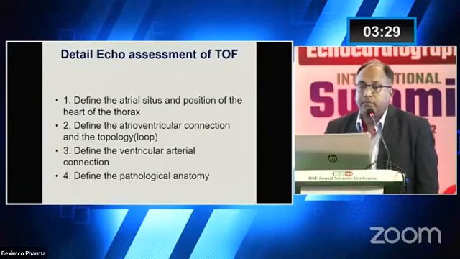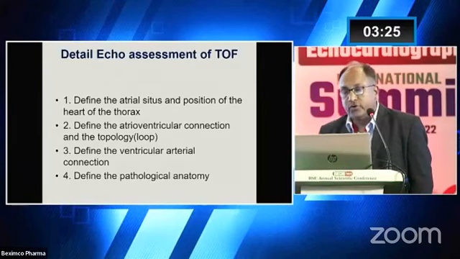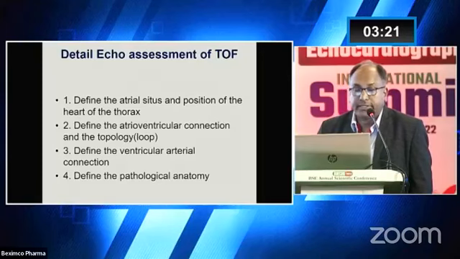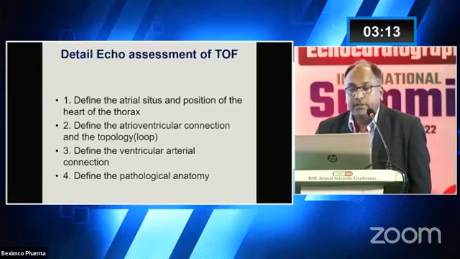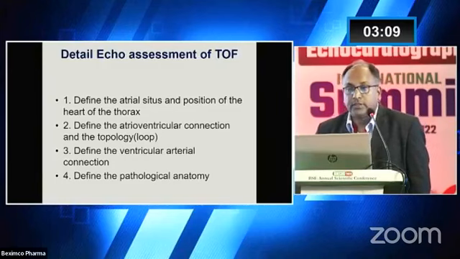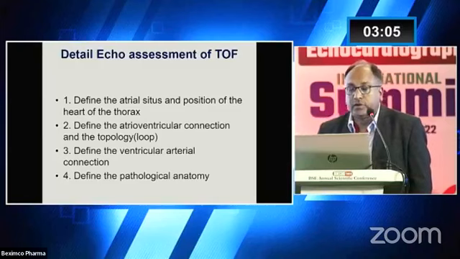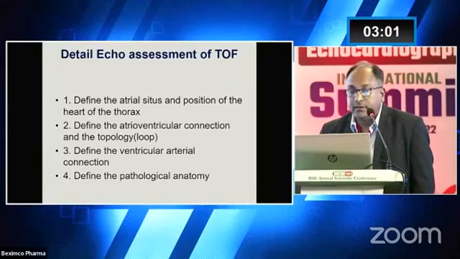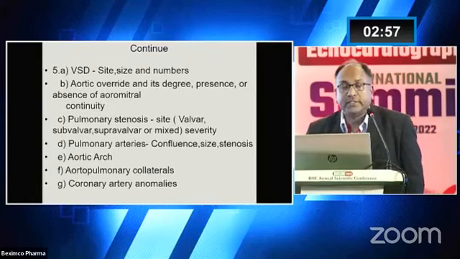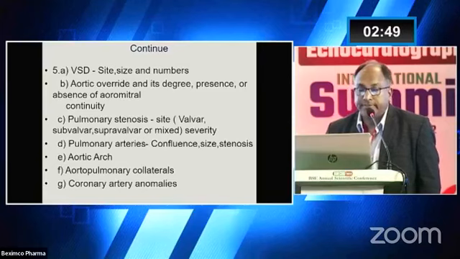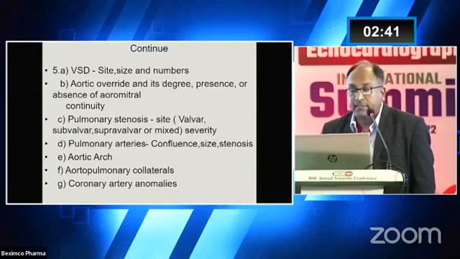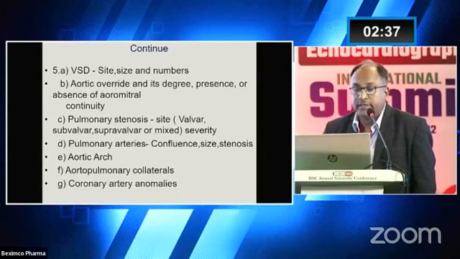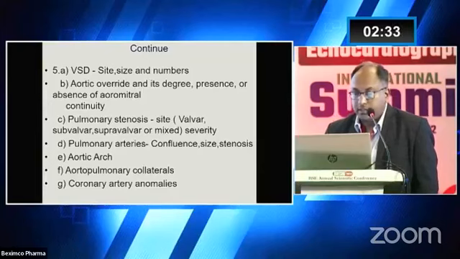So now we should know, before defining all these things, the details of echo assessment of TOF and DORV. I'll give you a very short version, because there's a time constraint. For detailed echo assessment, first you have to define the atrial situs and position of the heart in the thorax. Define the atrioventricular connection and the topology. That the loop is natural, there is always a dual loop ventricle, whether it's D loop or L loop. Define the ventricular arterial connection. Define the pathological anatomy. Then VSD: site, size, numbers, aortic override and its degree, presence or absence of aortomitral continuity. Pulmonary stenosis: the site, it may be valvular, subvalvular, supravalvular, or mixed, that is complex, and the severity. Then pulmonary arteries: the confluence, size, stenosis, aortic arch, aortopulmonary collaterals, and coronary artery anomalies.